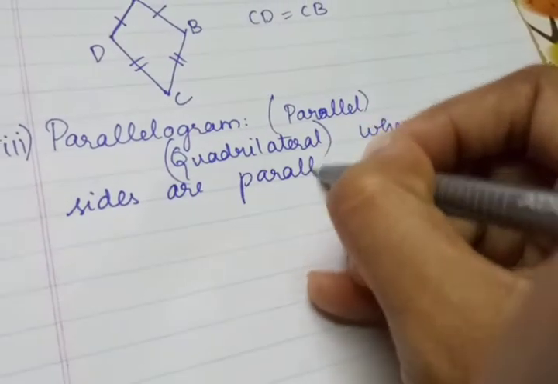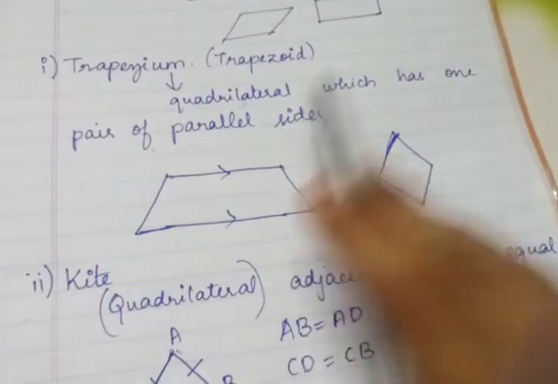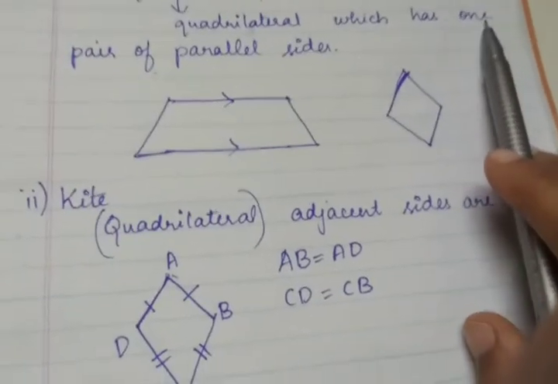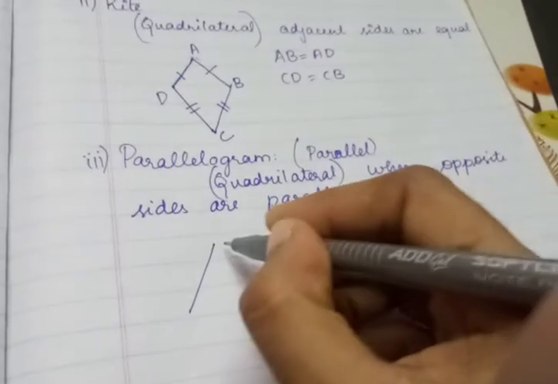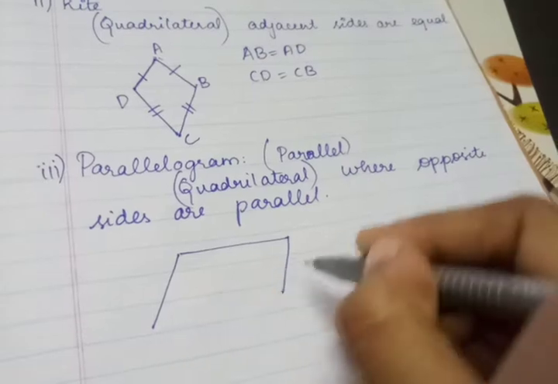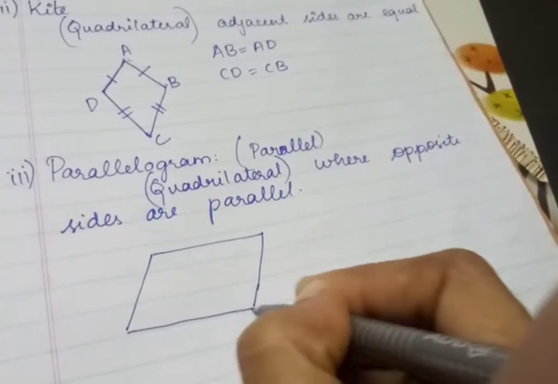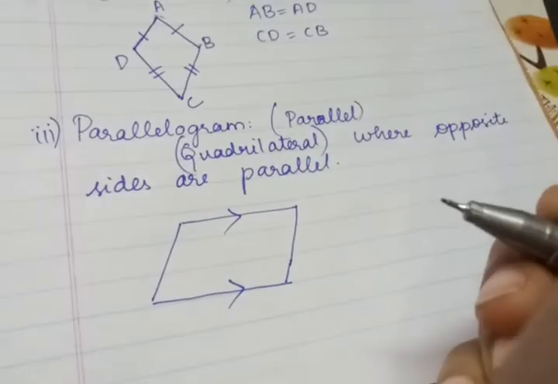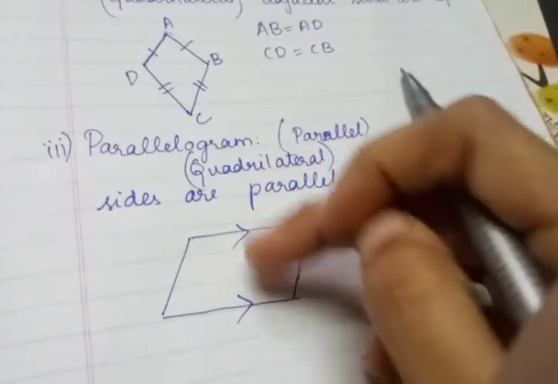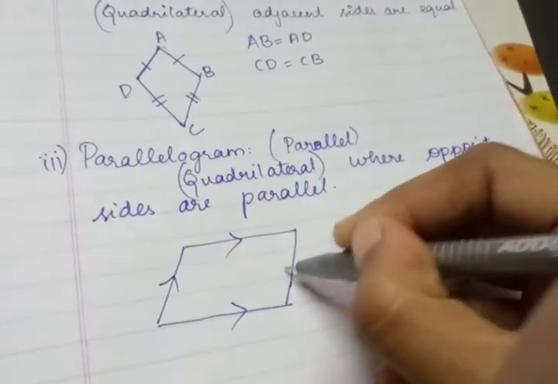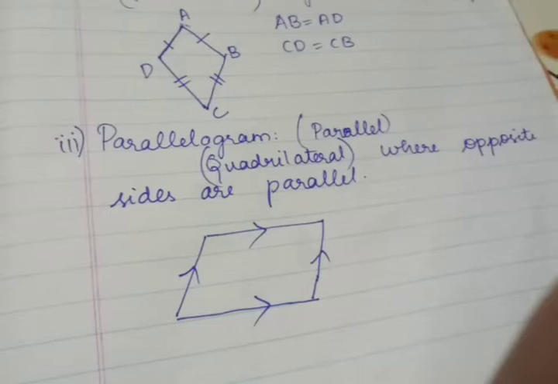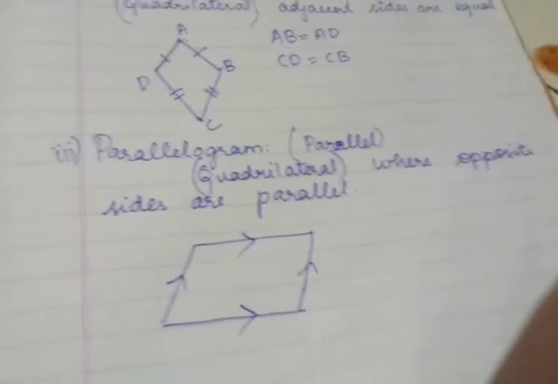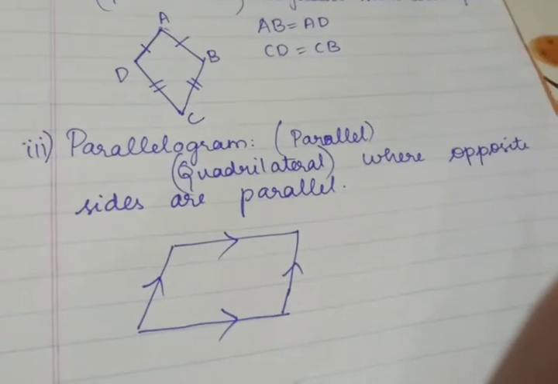In a trapezium, there is only one pair of parallel sides. But in a parallelogram, both pairs of sides should be parallel. This side should be parallel, these 2 opposite sides should be parallel, and likewise these 2 opposite sides should be parallel. So parallelogram means opposite sides are parallel.